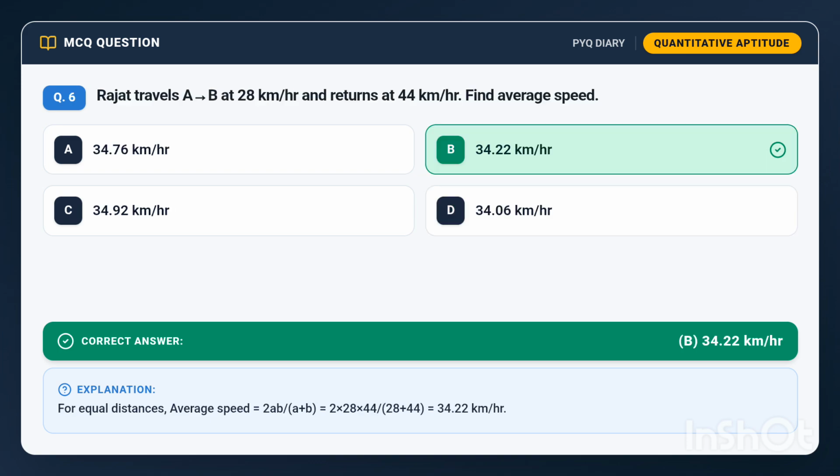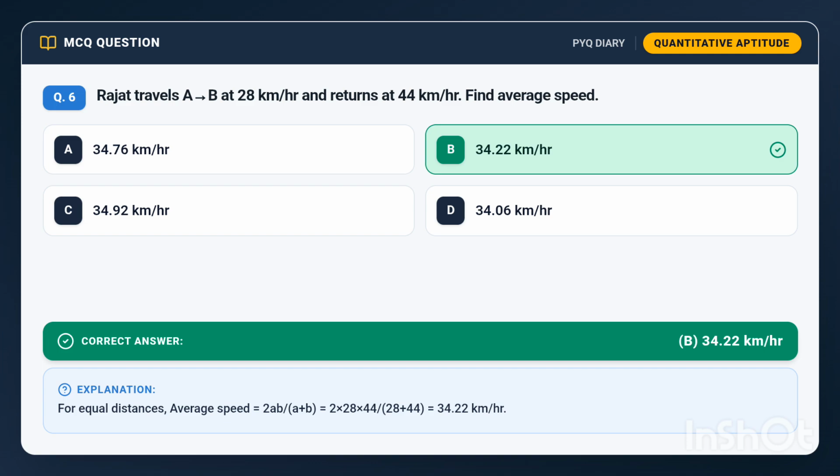Rajat travels from point A to B at 28 kilometers per hour and returns at 44 kilometers per hour. Find his average speed. Your options are A, 34.76 kilometers per hour, B, 34.22 kilometers per hour, C, 34.92 kilometers per hour, and D, 34.06 kilometers per hour. The correct answer is option B, 34.22 kilometers per hour.